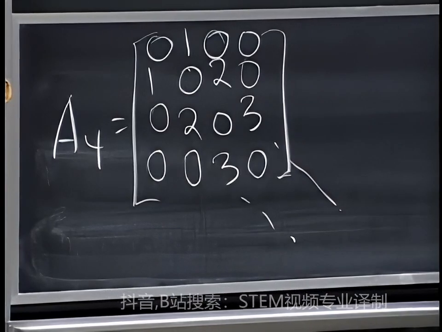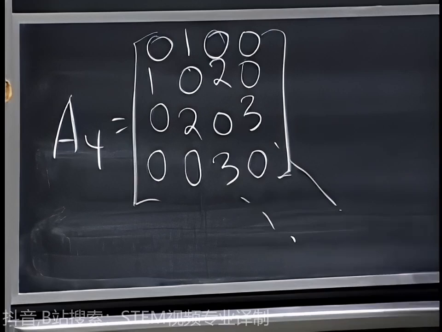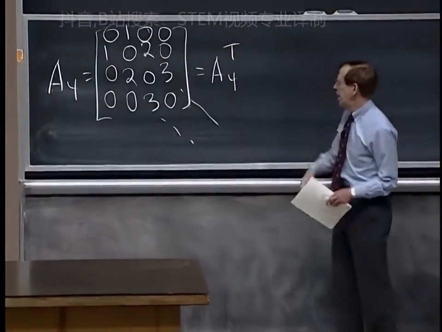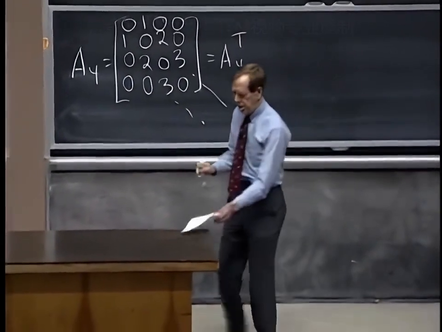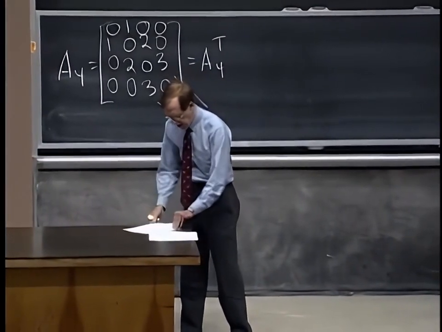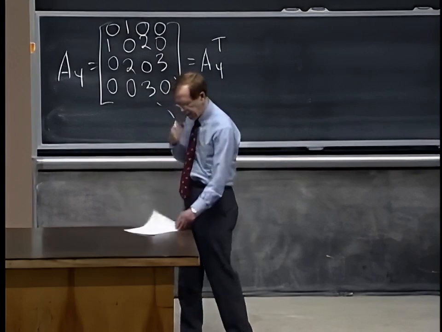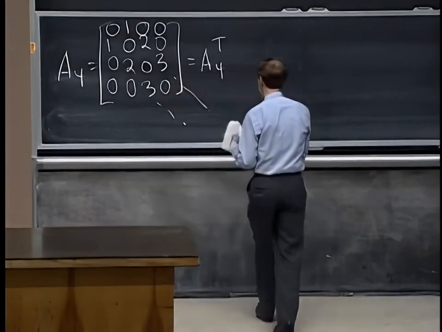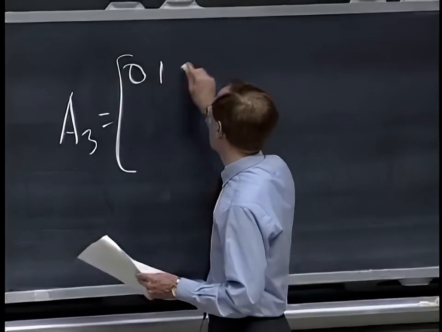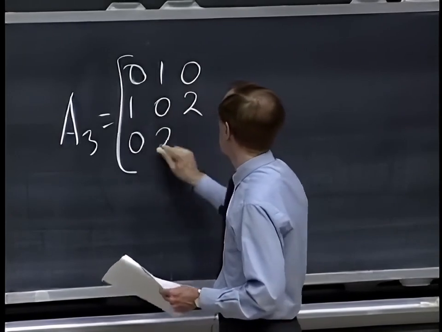It's a family of matrices which is growing, and actually it's symmetric, right? It's equal to A4 transpose. And we can ask all sorts of questions about its null space, its range, its column space. Find the projection matrix onto the column space of A3, for example, is in here. So A3 is 0, 1, 0, 1, 0, 2, 0, 2, 0.